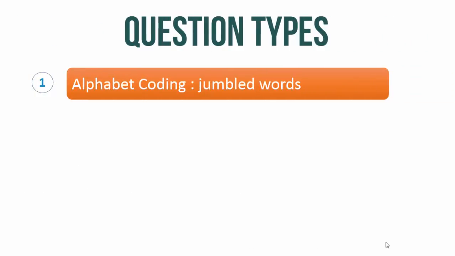Let's look at the different types of coding that can be asked in the IBPS. One of the main categories in the IBPS is alphabet coding. Alphabet coding is when you take a word and encode it such that each letter in the word is replaced by some other letter. One type of alphabet coding is jumbled words.